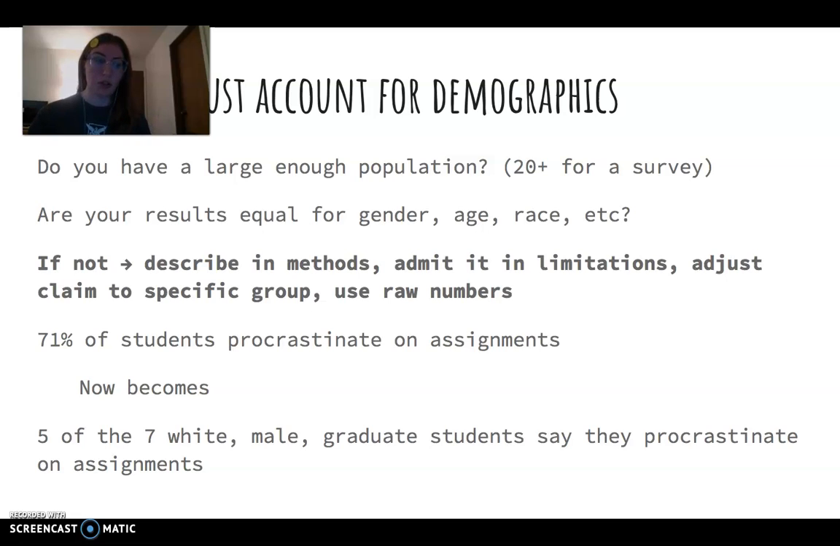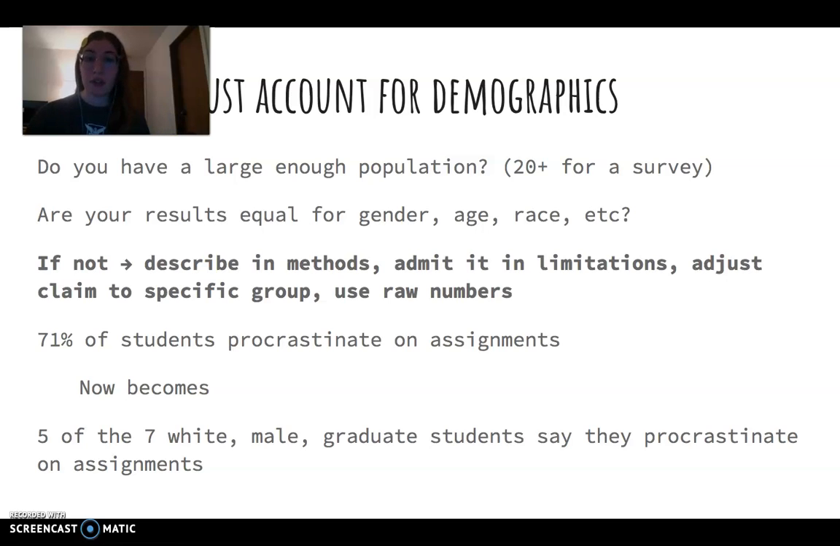To address this concern of, well, this wasn't an accurate representation of the information, your first step is to make sure you have a large enough population size. So we're going to strive for 50 people to take our survey, but 20 people is a good amount in order to generalize something. So strive for 20 participants. Additionally, you need to account for how your results are based on demographics, so gender, age, and race.